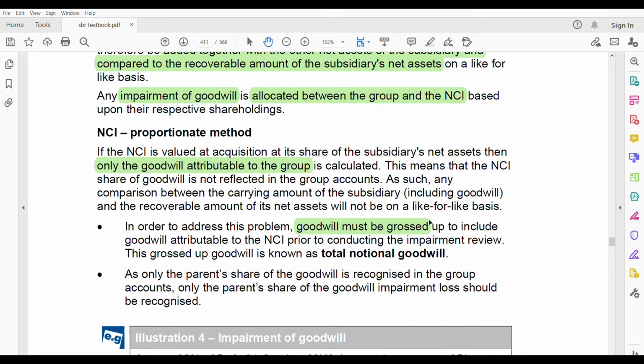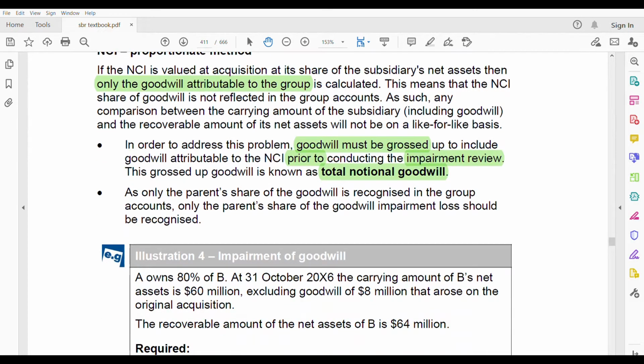When you are grossing it up, then you are including both the parent's goodwill as well as the NCI's goodwill. Okay. Before you conduct the impairment review, you should gross up. Remember that. Prior to, okay. So this grossed up goodwill is known as what? Total notional goodwill. So we definitely have questions on this.